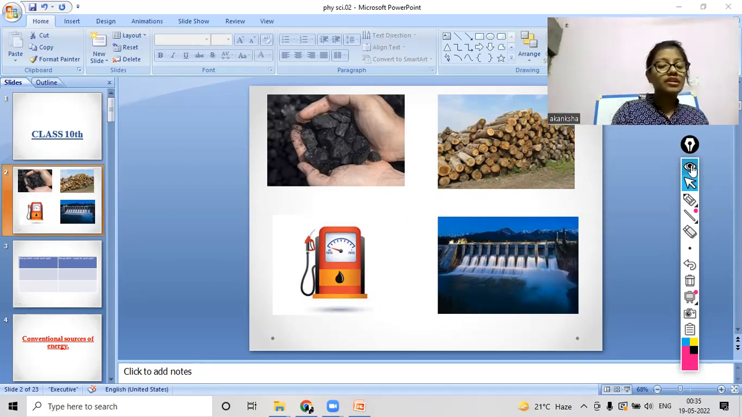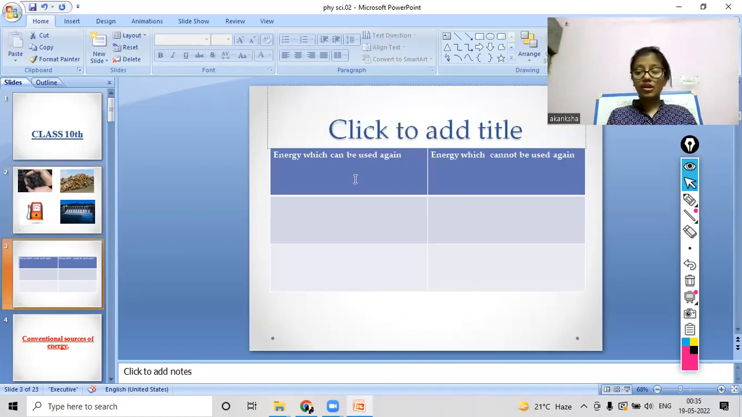So now I will give you the task. There is a table in front of you, and you have to write the different sources of energies which we can use again and again, and which we cannot use again and again. According to you, which energies can we use again and again? Like we can use solar energy again and again. Yes, very good. What else can we use? Which energy can we use again and again?